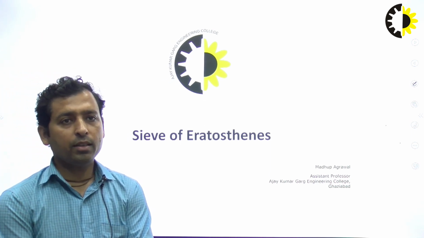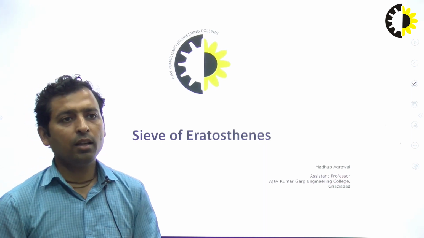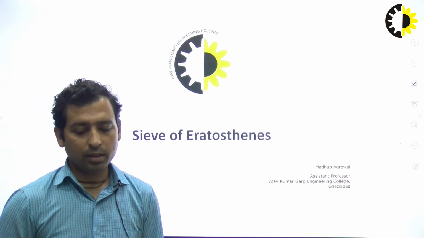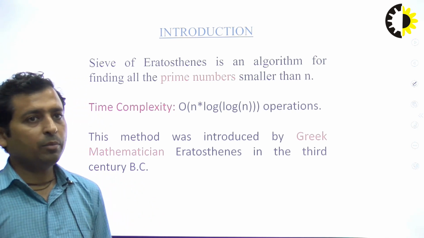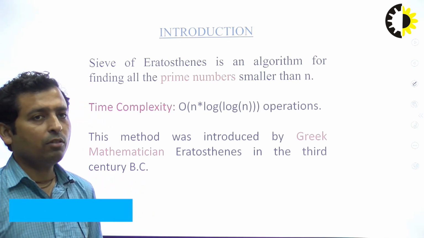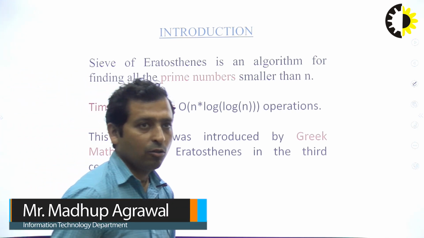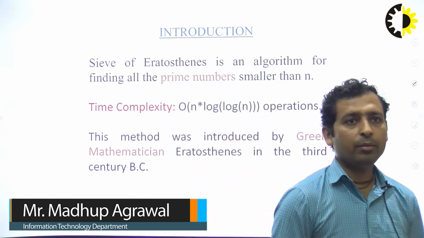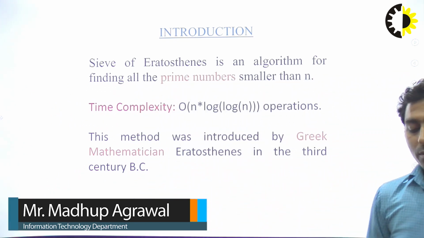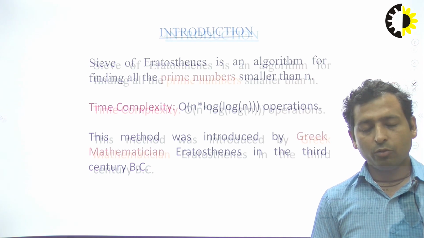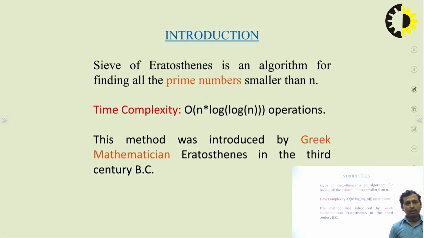Today our topic is Sieve of Eratosthenes. So, what is Sieve of Eratosthenes? This is a prime number generation technique. Sieve of Eratosthenes is an algorithm for finding all the prime numbers smaller than n. It means when we are going to find prime numbers up to n, then we can use the Sieve of Eratosthenes.